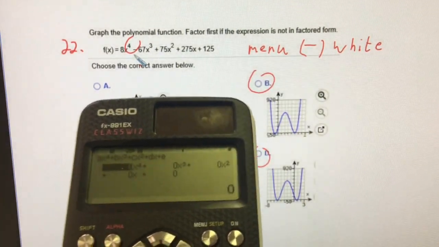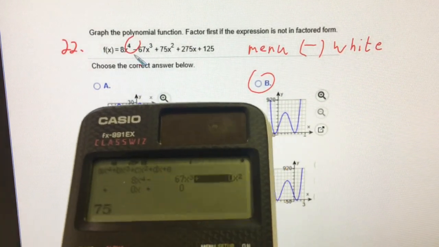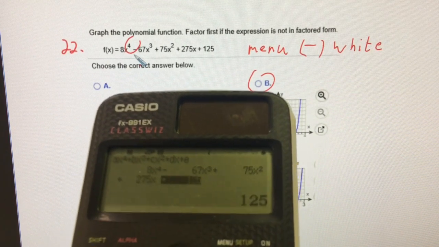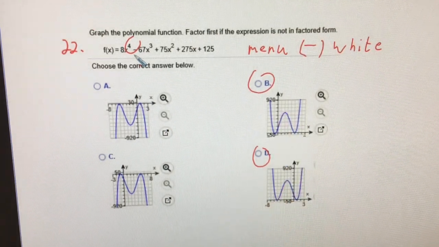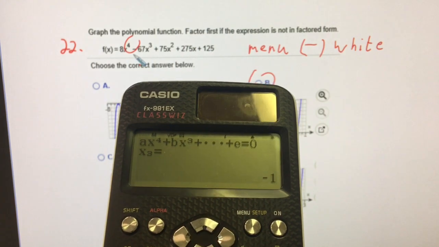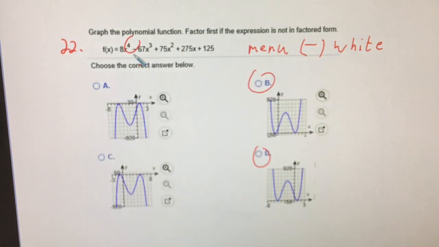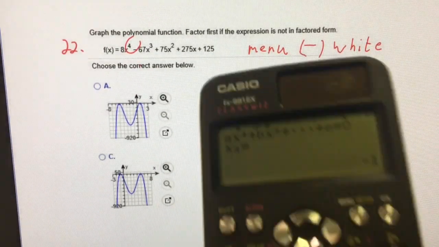I'm going to type in the leading coefficient of 8, and then -67, then 75, then 275, then 125. And it's going to give me the zeros. One of my zeros is 5. I've already ascertained that it's either going to be B or D. So since one of my zeros is 5, it might be D. Let me see what the other zeros are. -5/8, -1, 5, -5/8, and -1. I believe it's going to be D.